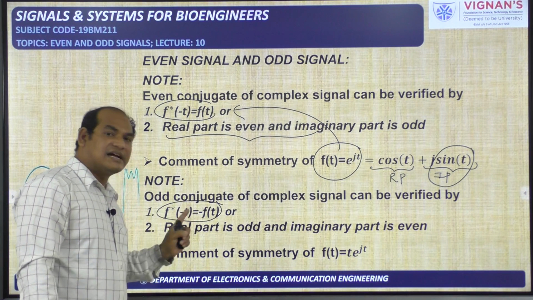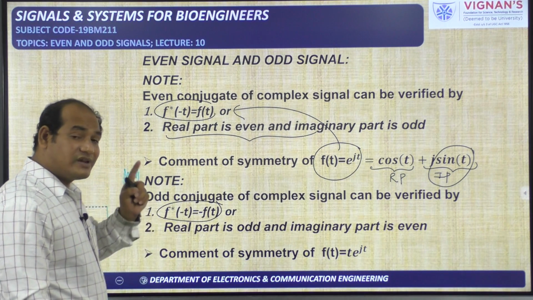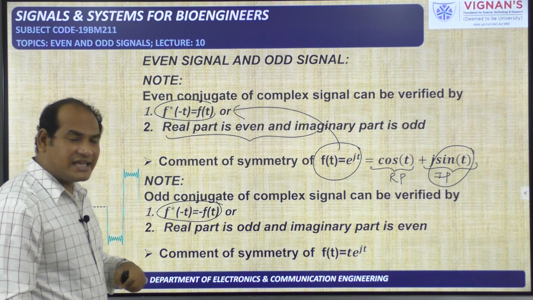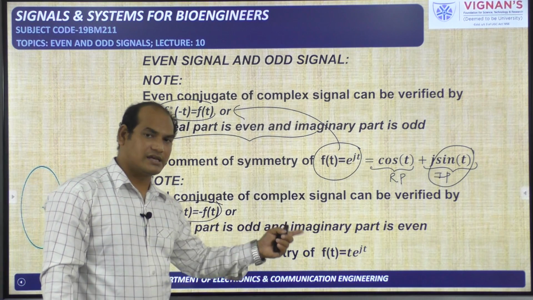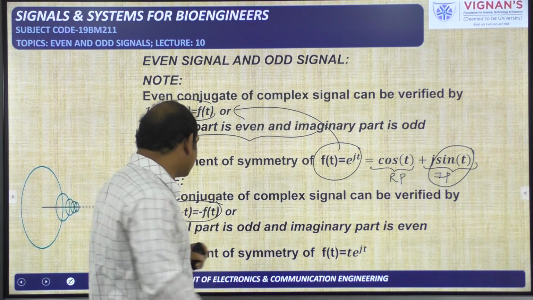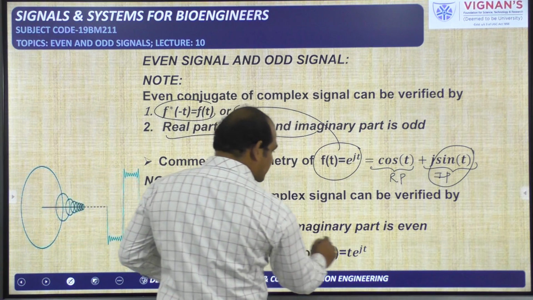Now, without checking this condition, we can also tell that the given complex signal f of t has odd symmetry by checking another condition, the second one here: the real part is odd and the imaginary part is even. This is the opposite of the even symmetry condition.